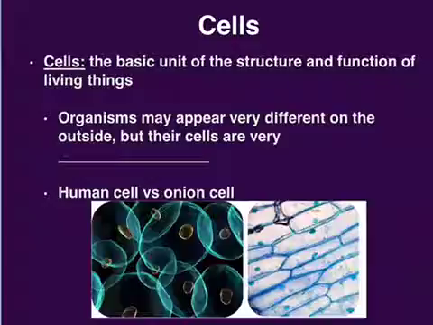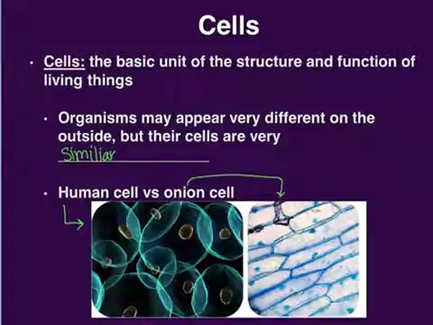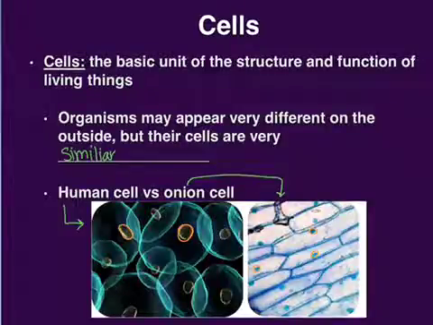And then lastly, in order to be considered alive, you also have to be made up of cells, at least one cell. A cell is the basic unit of the structure and function of living things. Organisms may appear very different on the outside, but their cells are actually very similar. If you look at the diagram here, we have a human cell versus an onion cell. You should be able to see that both the animal and the onion cells have a nucleus, and really the only very visible difference is the shape.